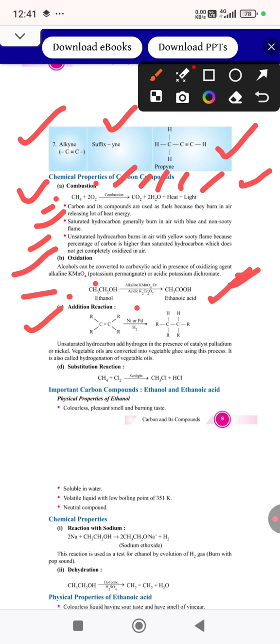Number 3, addition reaction. If we take an unsaturated hydrocarbon and add hydrogen in the presence of a catalyst, palladium or nickel, vegetable oils are converted into vegetable ghee using this process, and it is also called the hydrogenation of vegetable oil. Substitution reaction: when CH4 combines with chlorine in the presence of sunlight, it gives CH3Cl plus HCl.